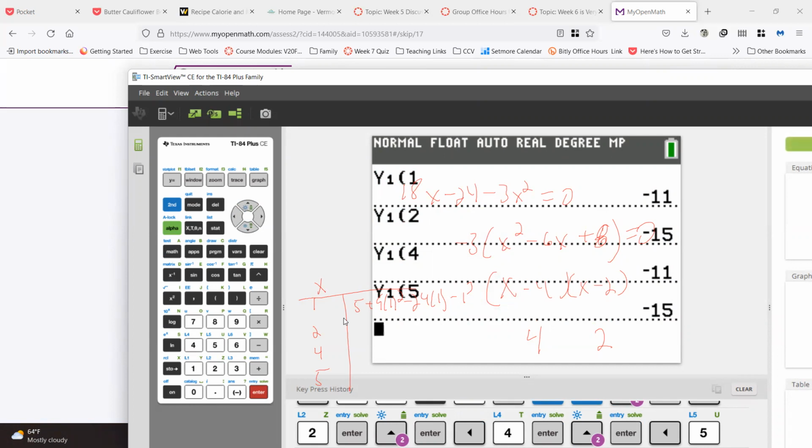Which is interesting. Okay, just a minute here. I'm going to write this down on a piece of paper, just so I can see what my OpenMath is going to look for as far as putting these in. So at 1, I get -11, and then the same maximum happens at 4, and then the minimum happens at 2, -15, and 5, -15. Let's go back and see what they're looking for in my OpenMath.